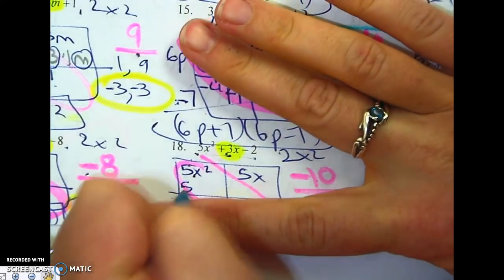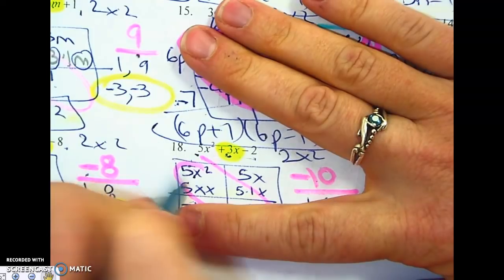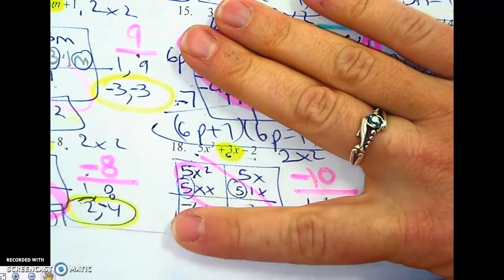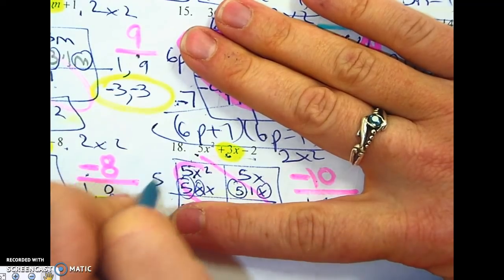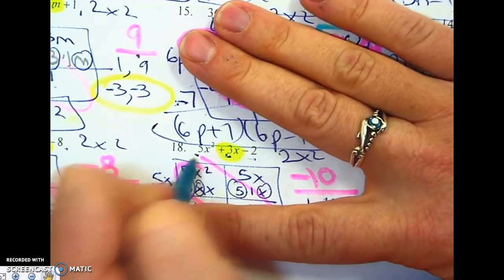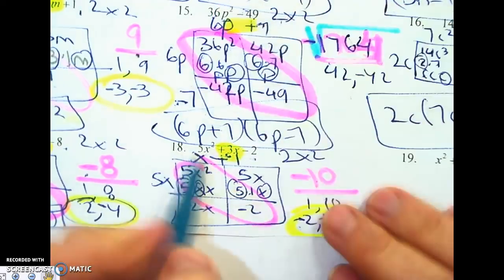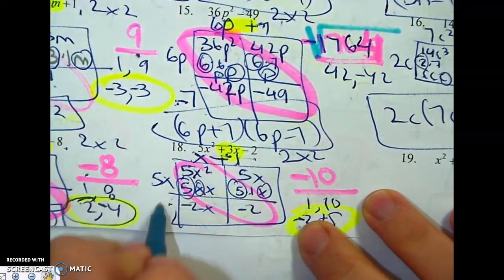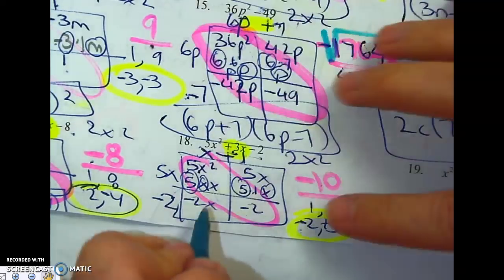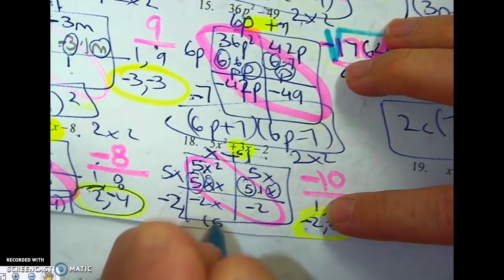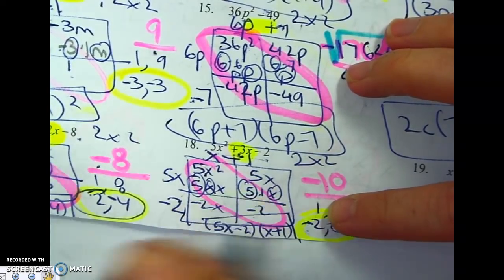Break it down. 5x, 5 times 1, x. 5, x. So whoosh over the 5x. I'm left with x plus 1. 1 times what gives me 2? 2, but it's negative, so there's the negative. Therefore, my answer is 5x minus 2, x plus 1.